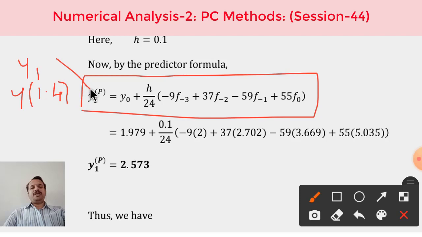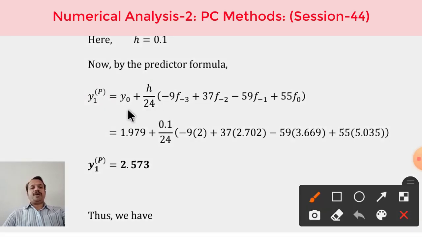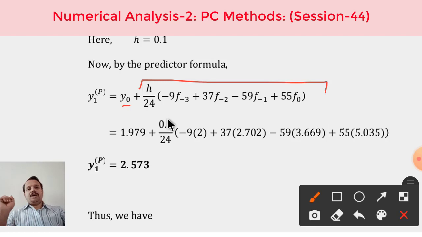So the y1 value in the first formula, that is the predictor formula, should be taken as y1p. So y1p stands for the predicted value of y1. The predicted value of y1 is given by the formula which has y0 in the first place on the right hand side, that is y0 plus some increment to that. So this is the increment portion. That increment is h by 24, h is 0.1, that we have substituted here, times the bracket: minus 9 f minus 3 plus 37 f minus 2 minus 59 f minus 1 plus 55 f0. So these are the values in the bracket.